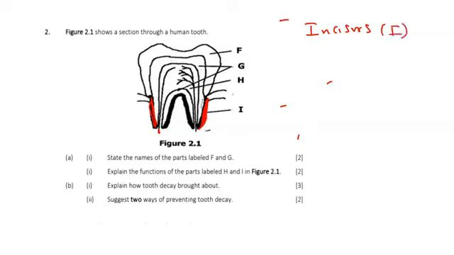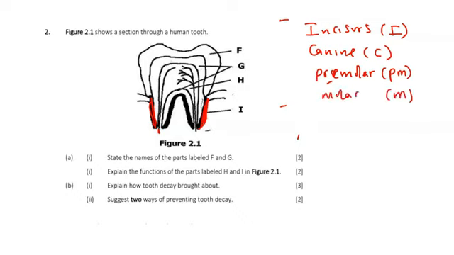Otherwise I. Then of course we have the canines, which is C, and of course we have the premolar. Pre means before molars, so PM. Then we have molars. So we have premolar and molar. In terms of the arrangement, the incisors are in front of the mouth, then followed by the canine. Canines are these sharp ones as we are going to describe them. Then we have premolar and of course molars.